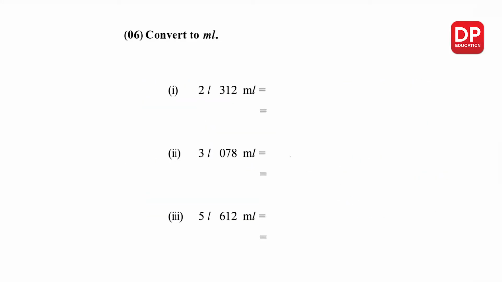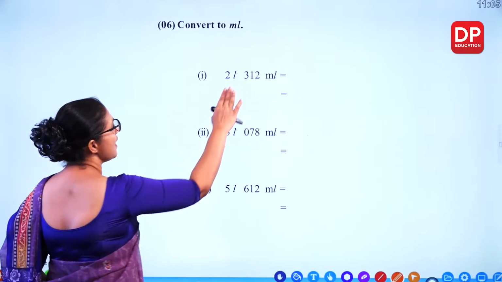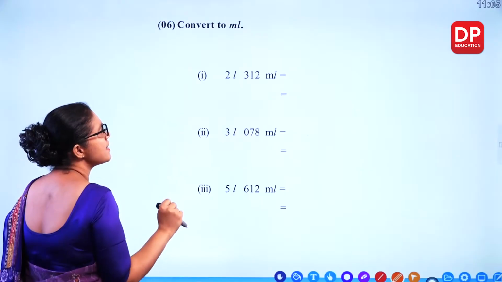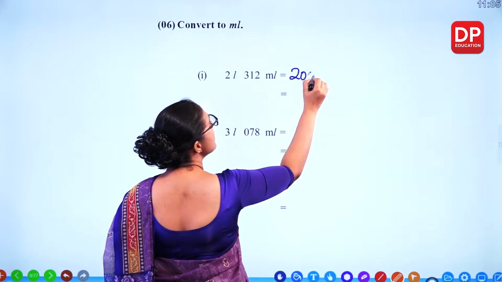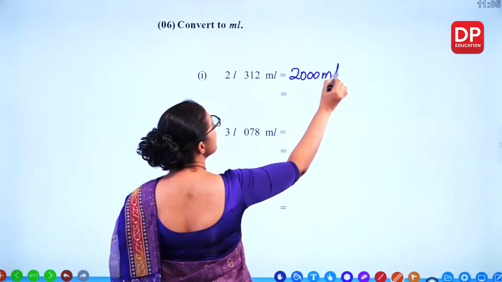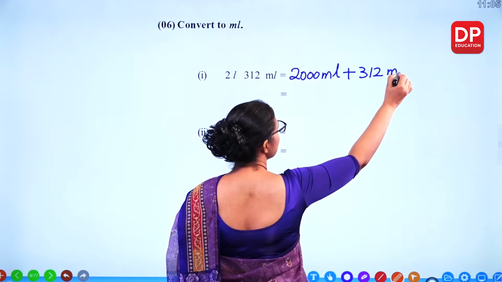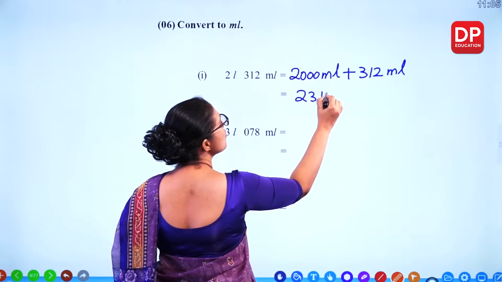Convert to milliliters. So what we can do? Already milliliters are there. So if we can convert these liters to milliliters and then add it. 2 liters means 2000 milliliters plus 312. We can add it together. 2312.